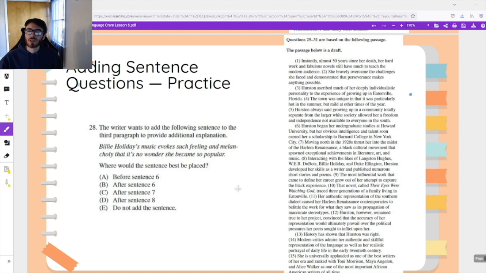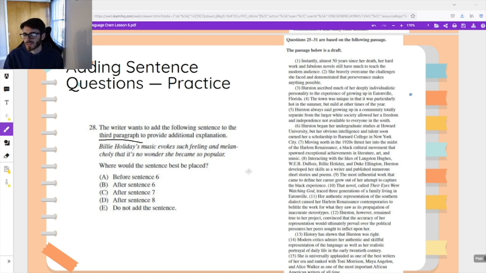Okay. The writer wants to add the following sentence to the third paragraph to provide additional explanation. Right? Third paragraph. The sentence is, Billie Holiday's music evokes such feeling and melancholy that it's no wonder she became so popular. Where would the sentence be best placed? All right, let's read that third paragraph.